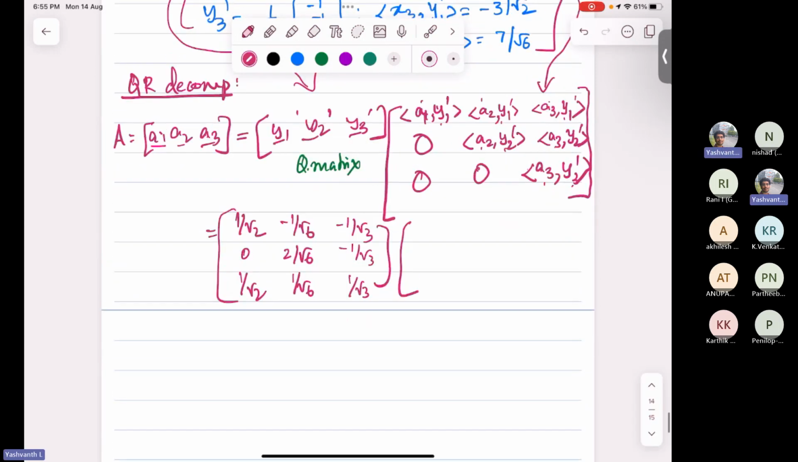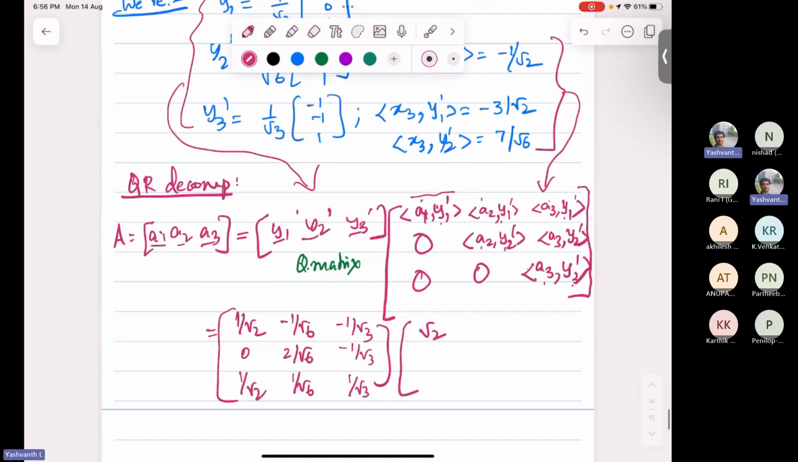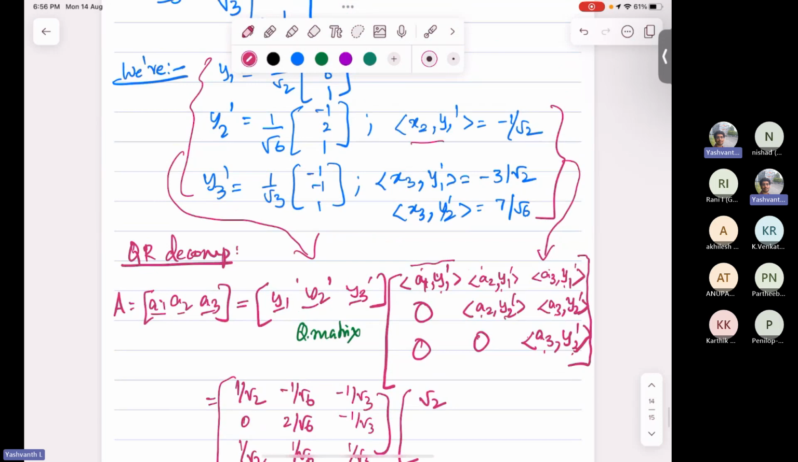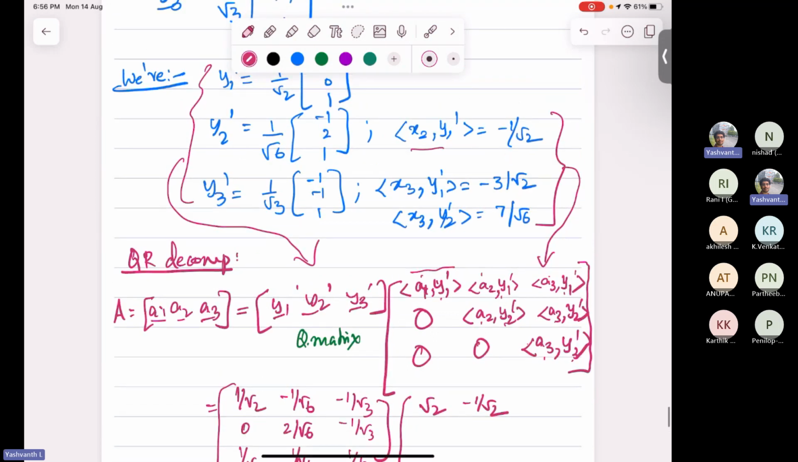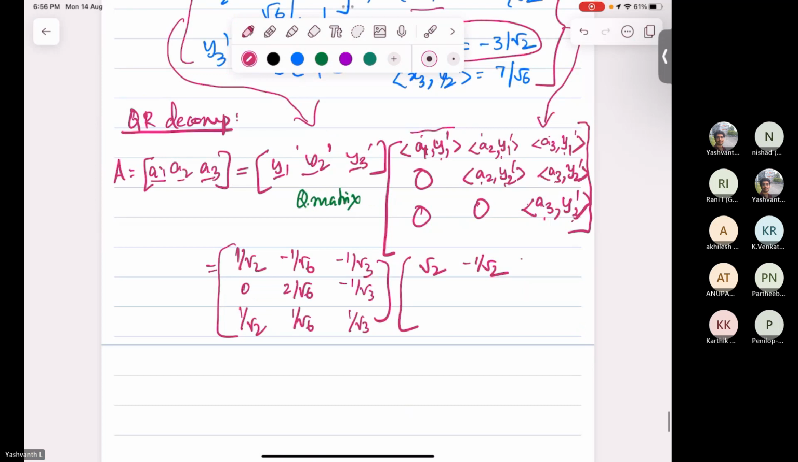R. Okay, A1, Y1 dash. Just take the inner product of A1, Y1. You can show that it is equal to root 2. Okay. Now, A2 and Y1 dash, inner product is same as minus 1 by root 2. Now, then A3 and Y1 dash, which is same as minus 3 by root 2. Then 0, 0, 0. What is the diagonal element?